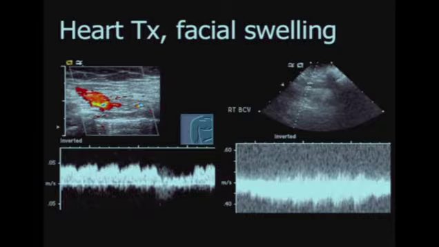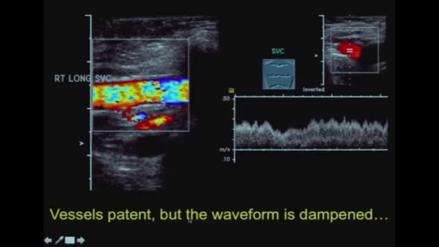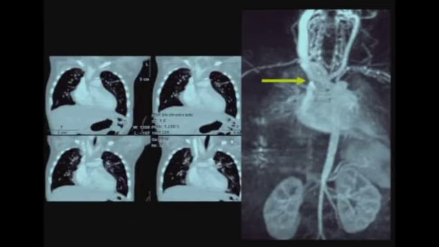This works very well in other places. This was a young child about a year of age who had a heart transplant and facial swelling. Looking at the brachiocephalic veins, yes, there is activity. This is respiratory activity, and the conclusion was the vessels are patent. Well, yes, the vessels are patent, but the waveforms are dampened. Okay, we are not seeing normal right atrial activity in the superior vena cava. And again, this child went on to other cross-sectional imaging, and there was a significant stenosis at the caval anastomosis. So again, even though we couldn't see this, just by looking at the indirect signs, you knew there was a problem between where you were and the right atrium.